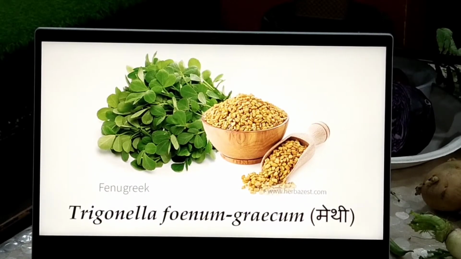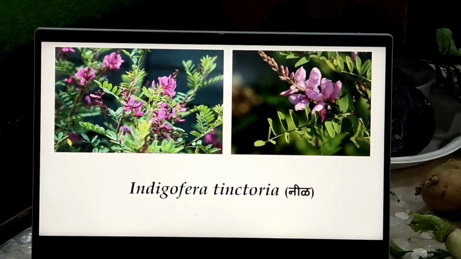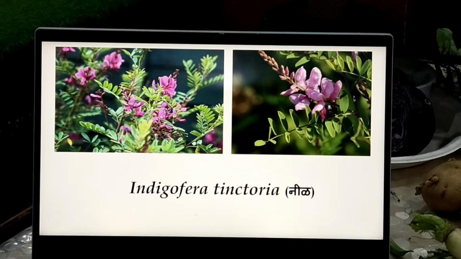This is Trigonella foenum-graecum, methi. It's belonging to Fabaceae family. Indigofera tinctoria. This is a very famous plant. It is from the leaves of this plant that the blue dye is extracted. I think these leaves are allowed to decay, and then from the decayed leaves the dye is taken out. It has got some historical reference in our Indian history.